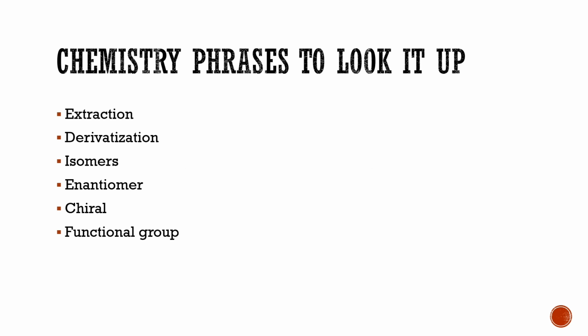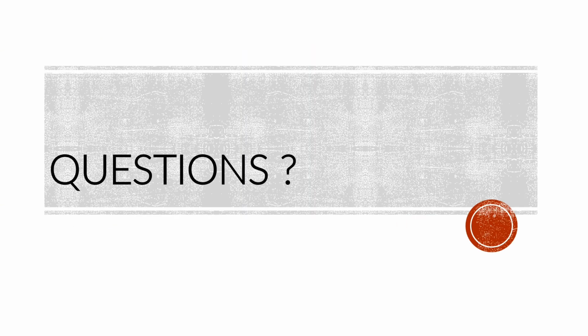Also, there are some phrases that I have mentioned and some I didn't. You have to understand what extraction is, what derivatization is, what isomer, enantiomer, chiral compound, and functional group mean. When we mention these, it has a meaning. And by knowing them, you can know which is the most appropriate type of chromatography to use. So, any questions?